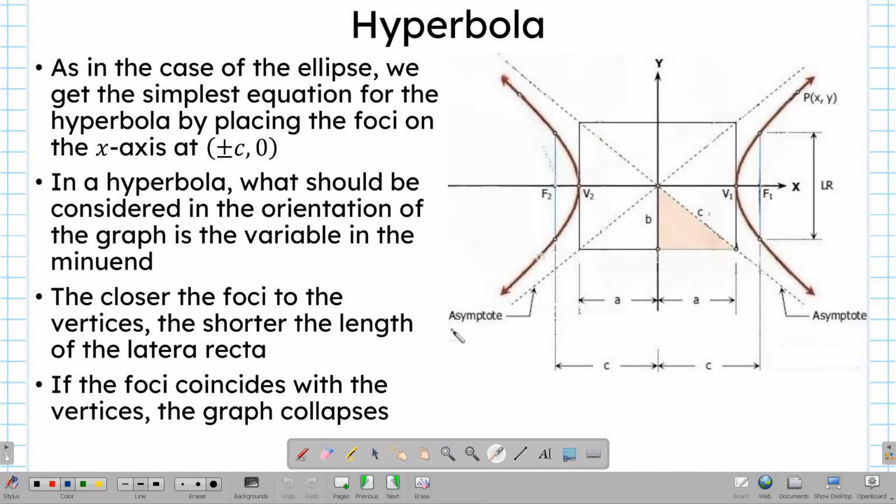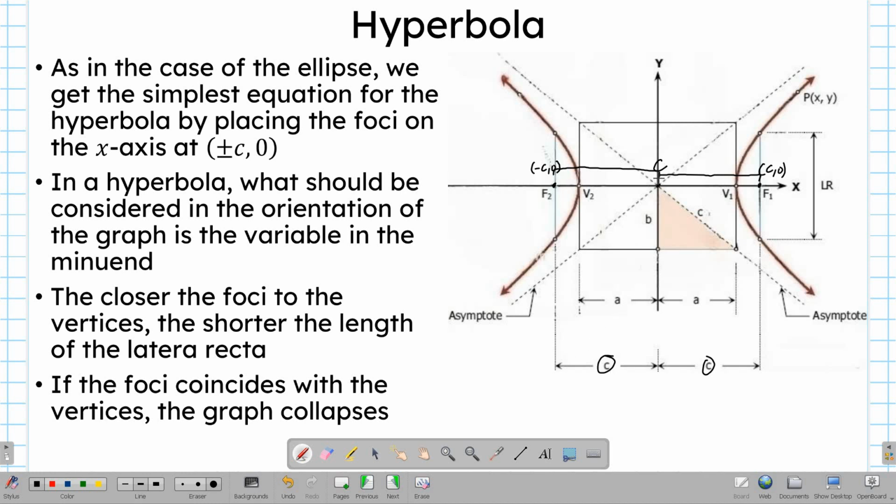Now, just like what we had on the ellipse, to get the simplest equation for the hyperbola, we place our foci at the x-axis at (c, 0) and at (negative c, 0). So this point here is at (c, 0), while this point here is at (negative c, 0). Here is our center, and from the center, that distance to here is obviously c, and the distance to here is obviously also c.